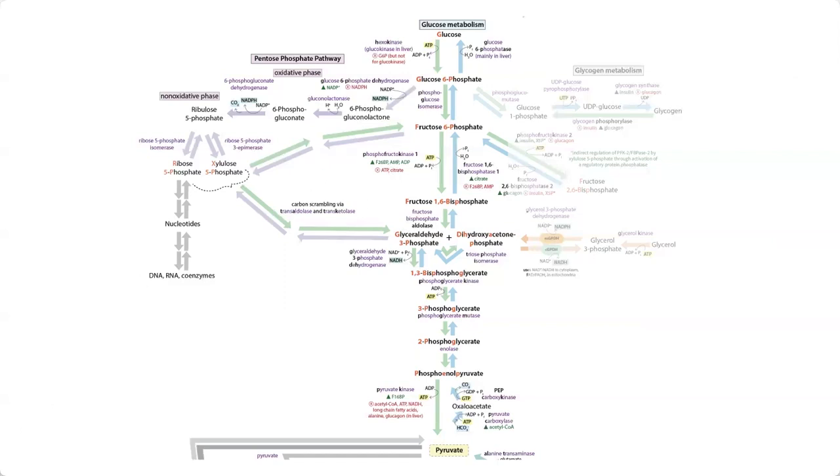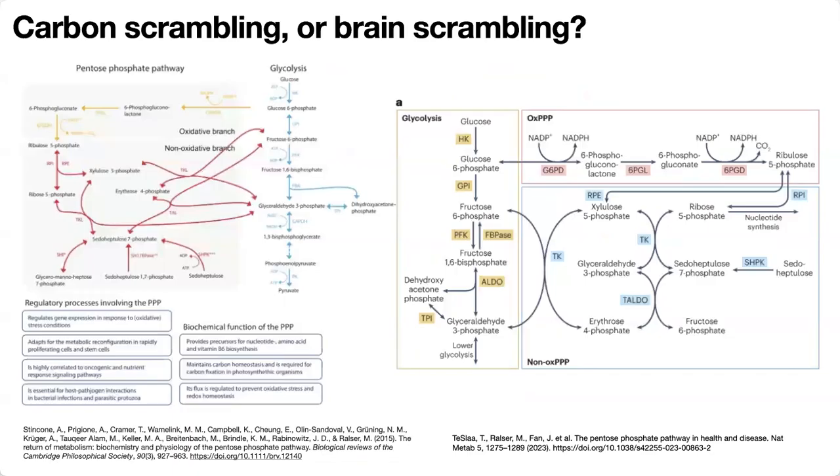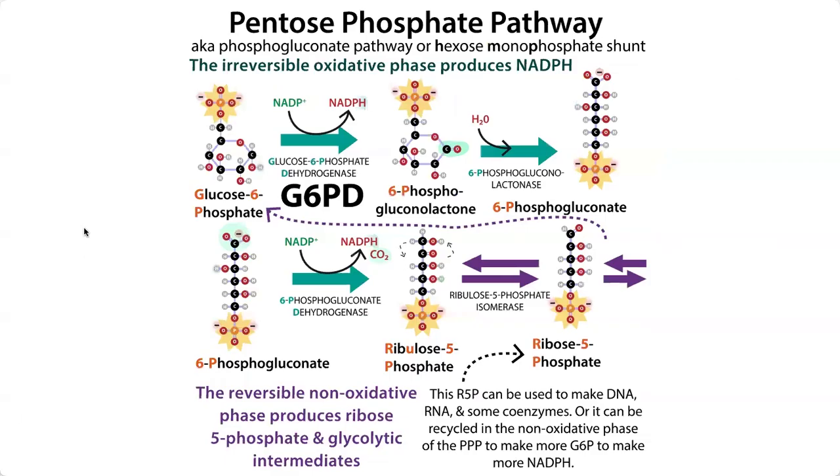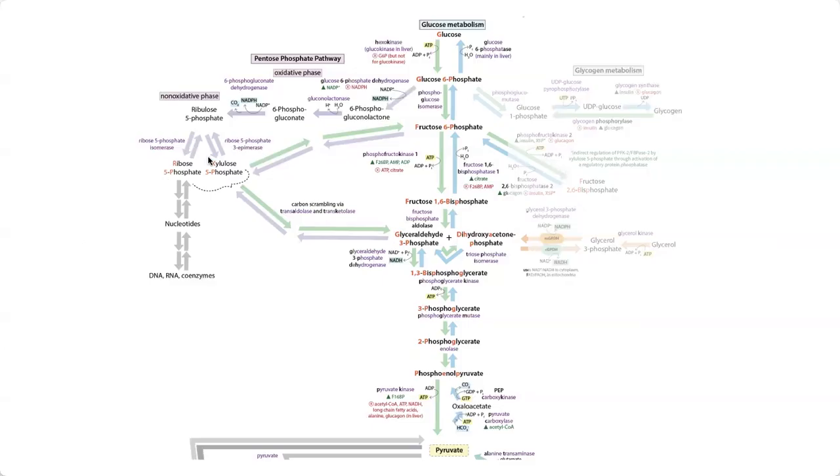We'll talk about how this happens a little, but we're not going to focus on the details of it because, well, it's kind of brain scrambling. Let's step back and look at the simpler part of it, the oxidative phase. So remember, this is the irreversible part where you're producing this NADPH. This is happening up here from this glucose 6-phosphate.